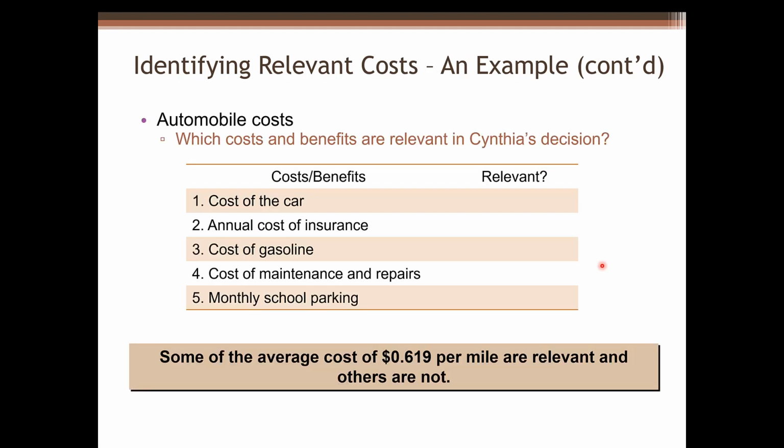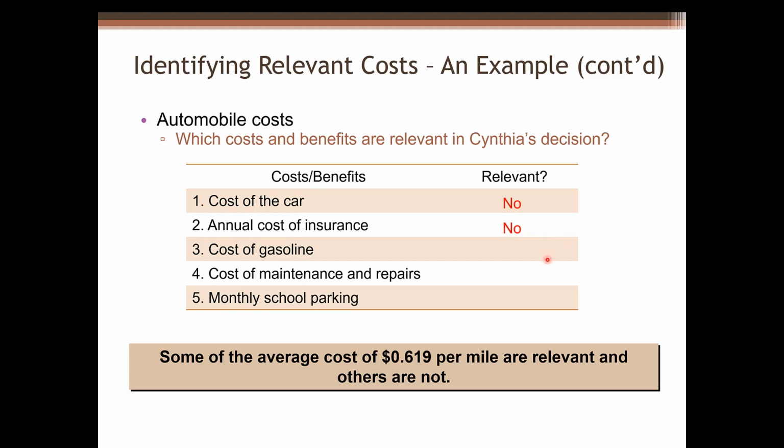Regarding automobile costs, some of the average cost of $0.619 per mile are relevant and some are not. And we will take a look at them one by one. Cost of a car is irrelevant because it's a sunk cost. Cynthia has already bought the car. Annual cost of insurance is irrelevant because it does not differ between alternatives. Anyway, she needs to pay car insurance.